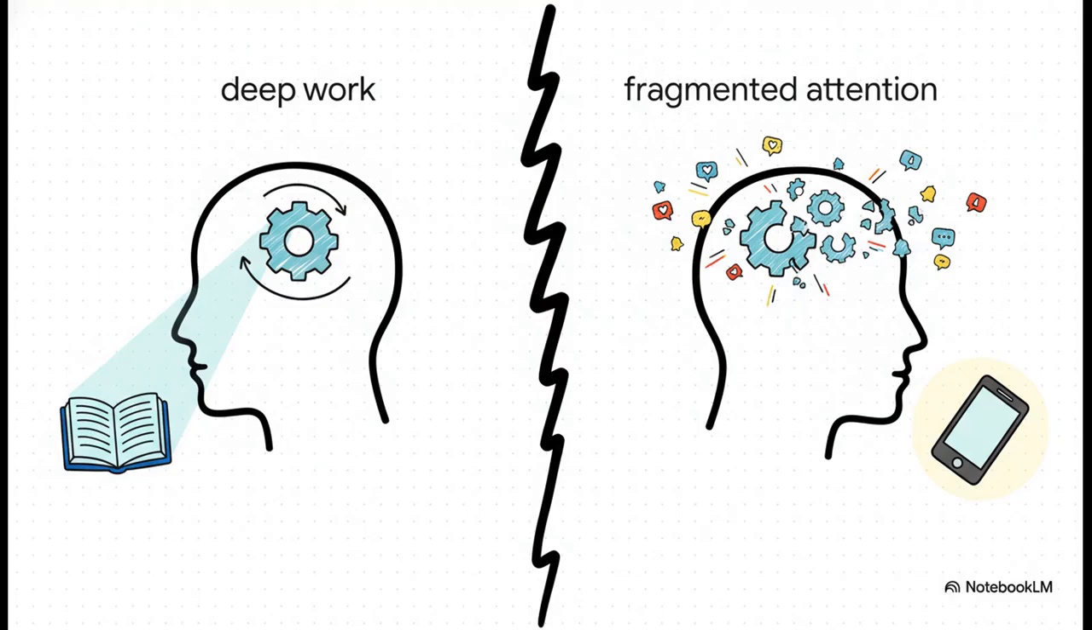And this fragmentation, it has a really direct consequence. So on one side, you've got what we call deep work, that focused concentration you need to read a long book or solve a tough math problem. And on the other side, well, that's what you see with heavy social media users. It's this struggle to sustain that focus, which, of course, makes schoolwork feel almost impossible.